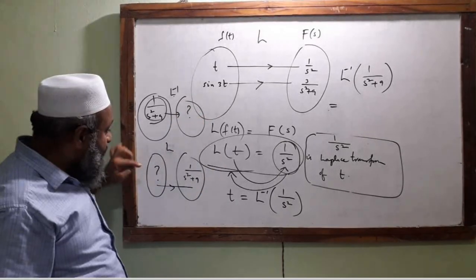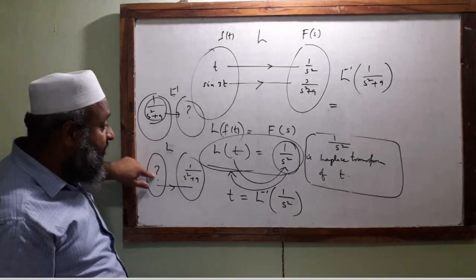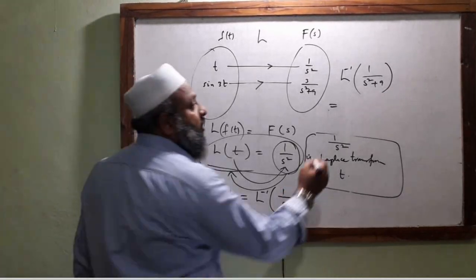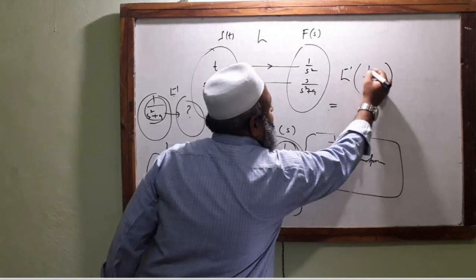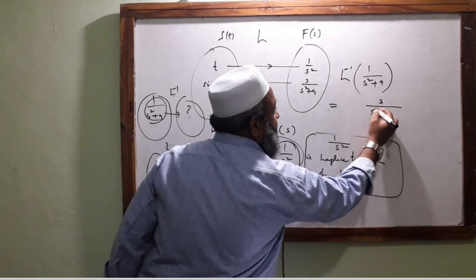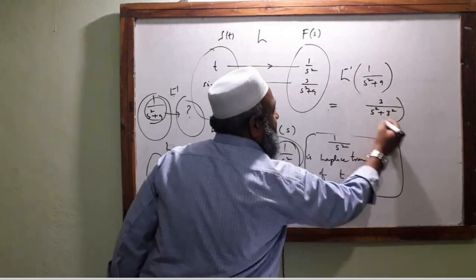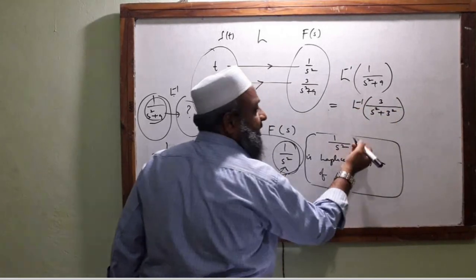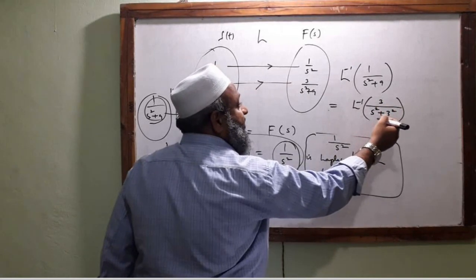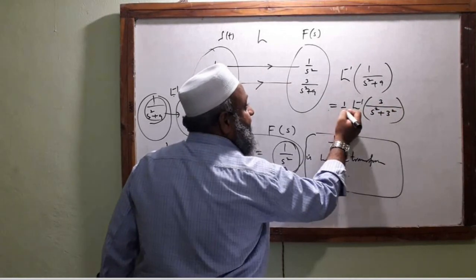Output means the function for which the transform comes as 1 by s square plus 9. Then what I am doing is I need 3 here. If you look at the pattern, if it is 3 and s square plus 3 square, then we know very easily that this is nothing but the Laplace transform for sine 3t. Now when I take 3 here, I need to cancel this 3.